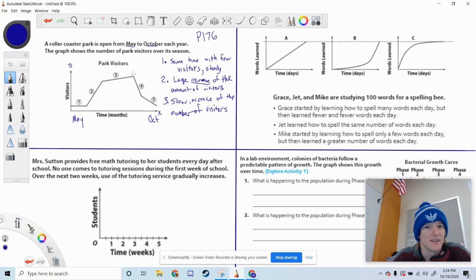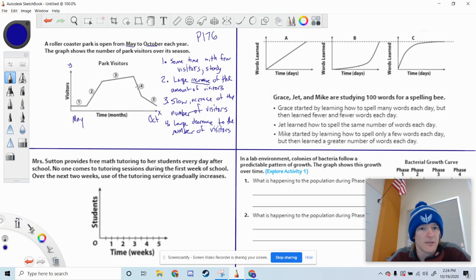But we get to approximately August, and we see a huge drop. For number 4, we see a large decrease to the number of visitors. We see a large decrease. And what might happen in about early August that would cause this place to start to slow down? It's probably because school's starting back up. Elementary kids, middle school kids, high school kids, they're probably going back to school in early August. There's still some people still going.